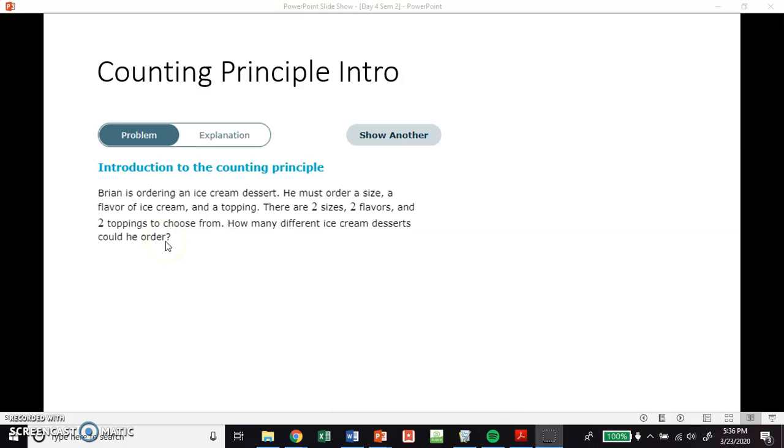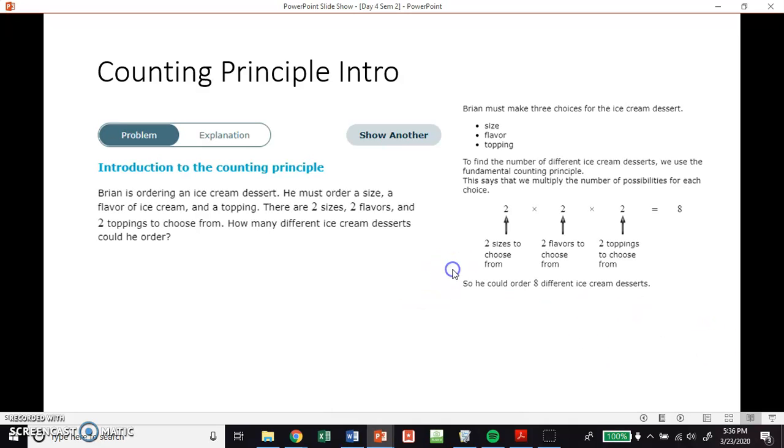Maybe you've been to an ice cream shop or someplace like that that says over 500 flavor combinations, and maybe you wondered how they figured it out. Well, actually it's pretty straightforward. All you have to do is multiply how many choices you have for each thing together, and that tells you the total number of choices. So for example, if we take the number of sizes, 2, the 2 flavors, 2, and multiply them together by 2, that gives us 2 times 2 times 2, which is 8, how many different ice cream desserts this person could have.